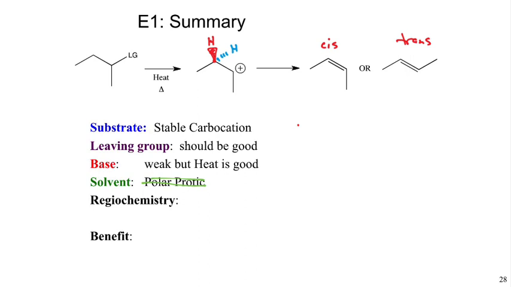Our trans is by far the more stable product. And when we run our eliminations, we almost uniformly get trans products. Can cis still form? Yes, absolutely, but the trans is the higher favored product because it is more stable. This is kind of a stereochemistry issue.